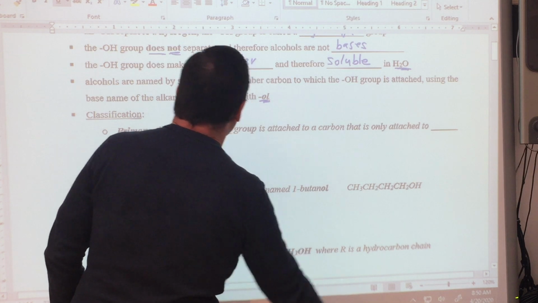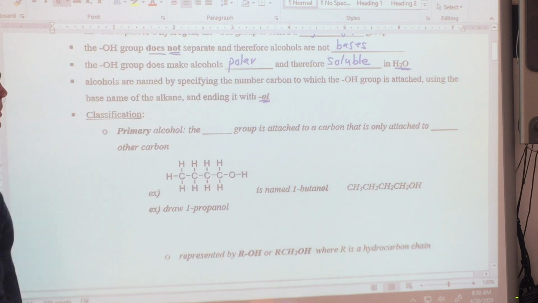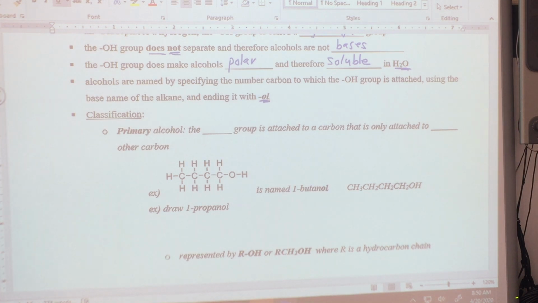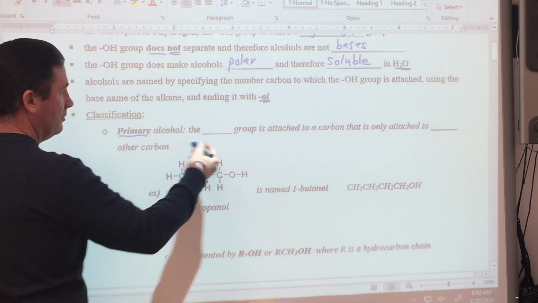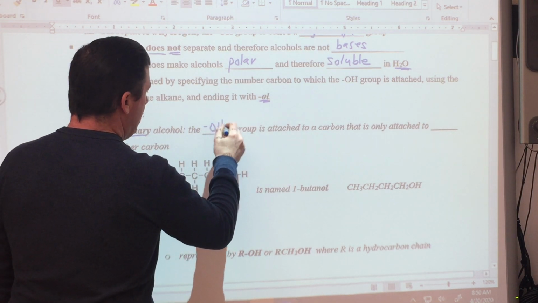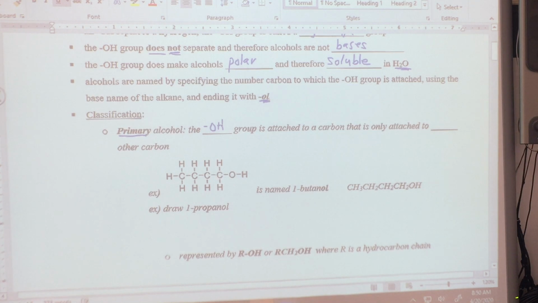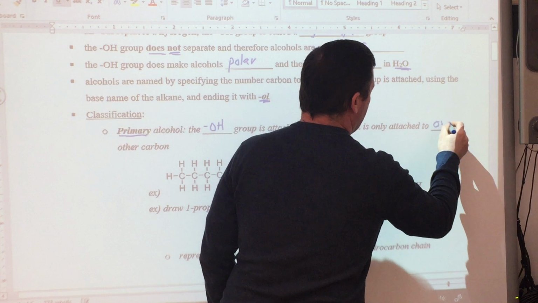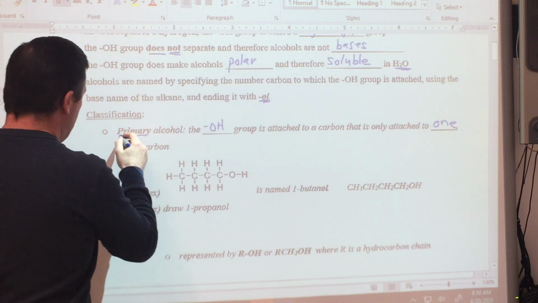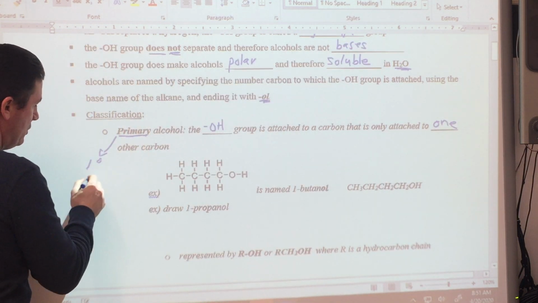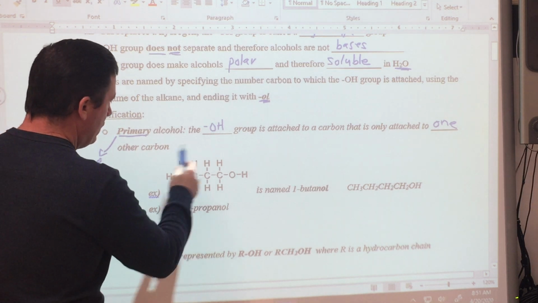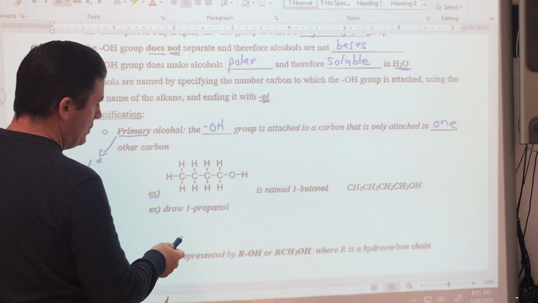All right, so let's look. Alcohols actually are classified into 3 different types of alcohols. You've got a primary alcohol, and in a primary alcohol, the OH group is attached to a carbon that is only attached to one other. Okay, so primary means one or first. Sometimes you'll see it as a 1 with a degree sign. So, these are all examples of primary alcohols.